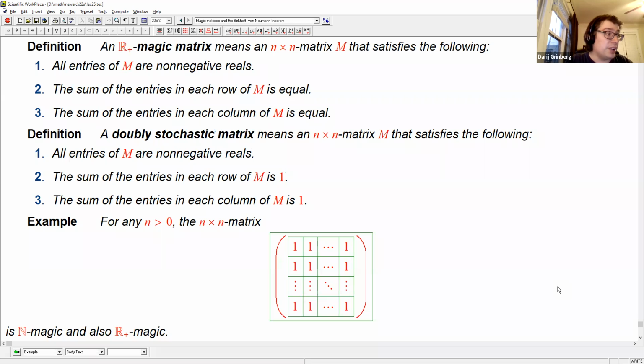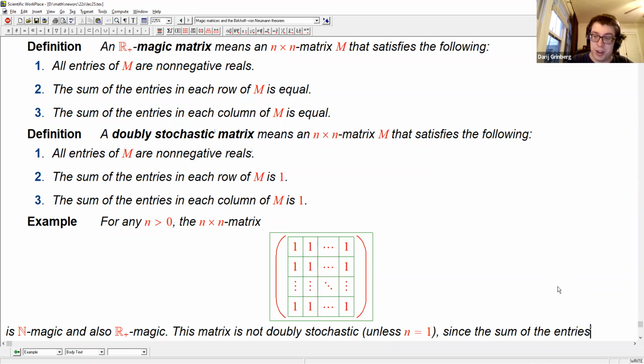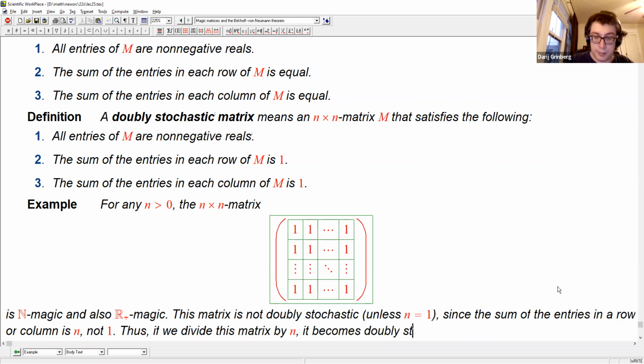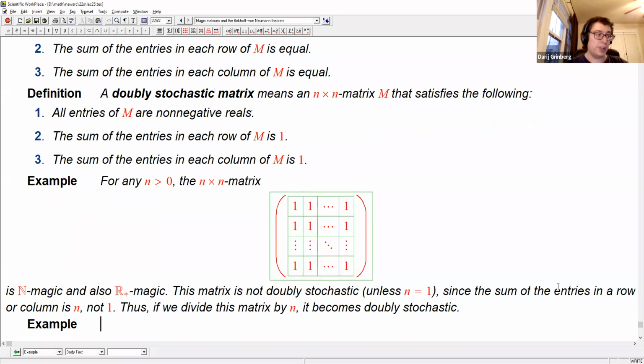Okay, this matrix is not doubly stochastic, unless n equals 1, because the sum of the entries in a row or column is n, not 1. But of course, we can easily fix it. We can just divide this matrix by n. Thus, if we divide this matrix by n, it becomes doubly stochastic. This is the simplest possible example.